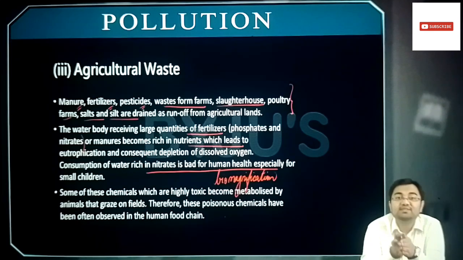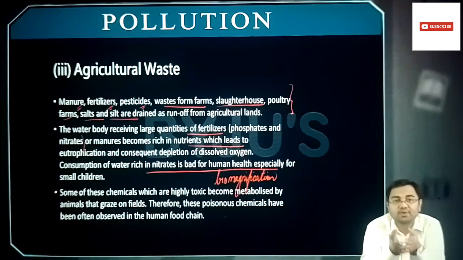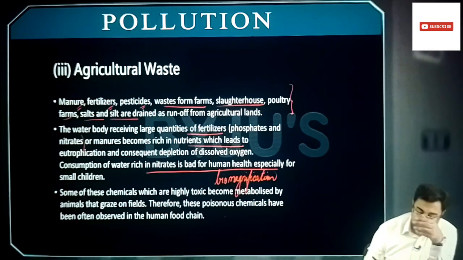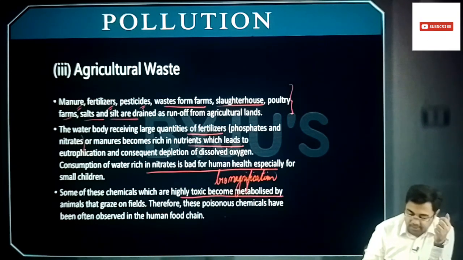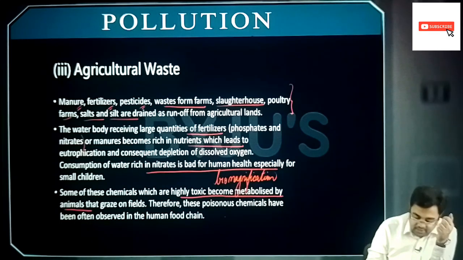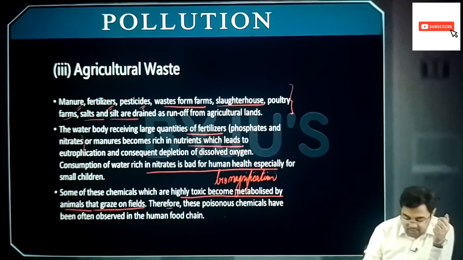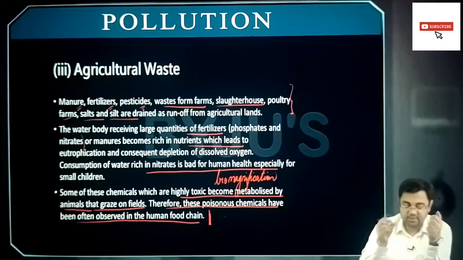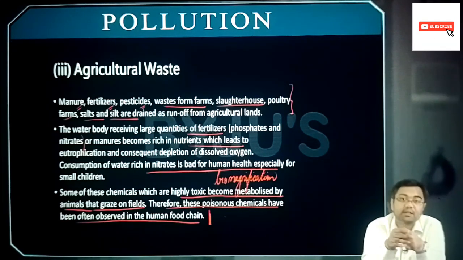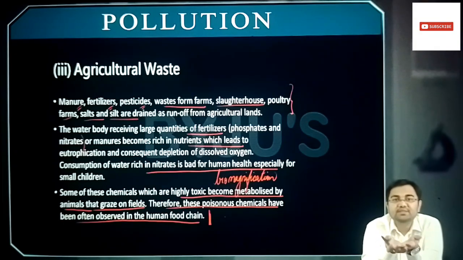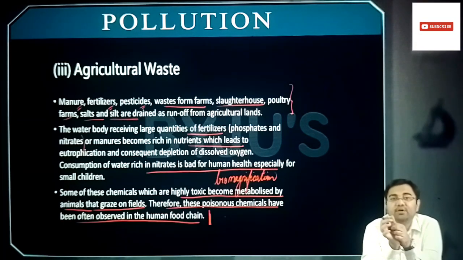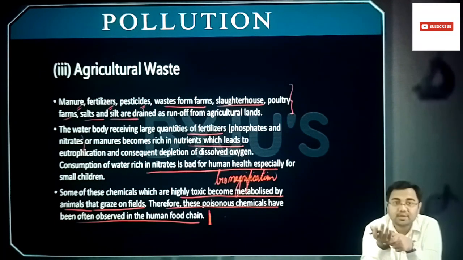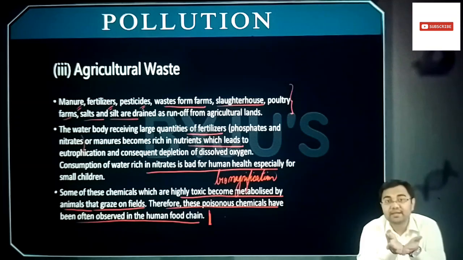The use of pesticides in our country, we know, is increasing very rapidly. So some of these chemicals which are highly toxic become metabolized by animals that graze on fields. Therefore, these poisonous chemicals have often been observed in the human food chain as well. The presence of these chemicals in humans, even in very minute amounts, can cause hormonal imbalance, and may even lead to cancer. So this is about the agricultural waste.